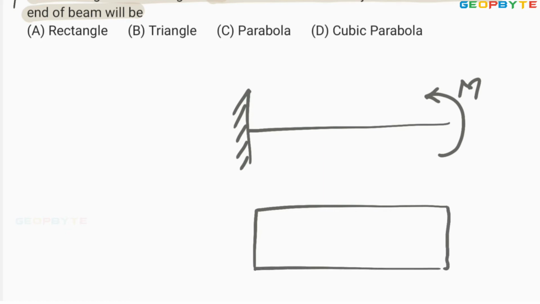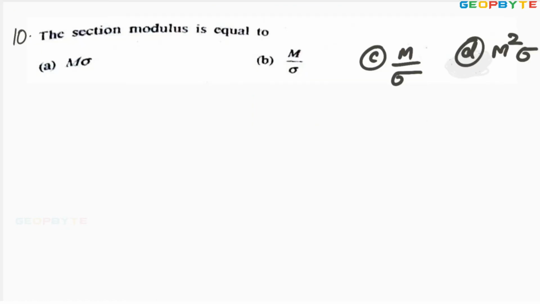So the bending moment diagram looks like a rectangle when the cantilever beam is subjected to a moment at the free end. Remember, if the same cantilever beam is subjected to a point load at the free end, the bending moment diagram looks like a triangle. You should read the problem clearly before answering. I hope you clearly understood. Let us go for the next problem.